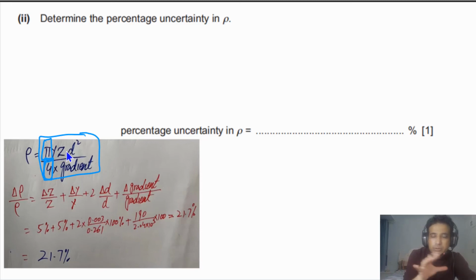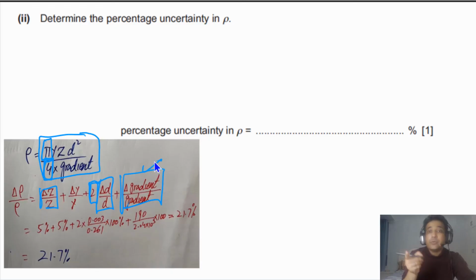So simply in this case, we have y. So this is delta y by y, delta z by z. We have this diameter, so it has power. So power you have to multiply here. So this is delta d by d, delta gradient by gradient. And this has to be the gradient of best fit line. So if we plug in numbers, we do calculations, we will get this answer.